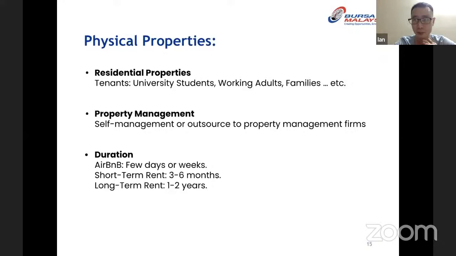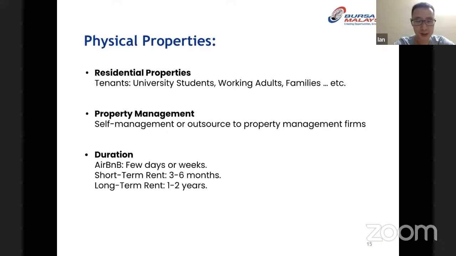Which means most of the tenants that you're going to get if you are buying a residential property are individuals or families who need a roof over their head. Okay, so therefore these are your tenant groups. And when it comes to managing your own property, most of the time as a landlord, you will either self-manage the property, or in most recent cases, most people outsource this kind of property management to some smaller property management firms. So either you manage your own property, or you just engage a smaller property management firm.